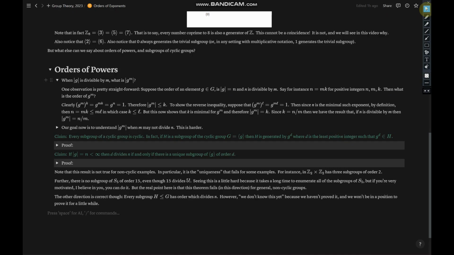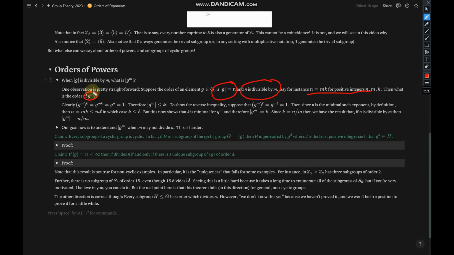As a further warm-up for the main theorem of this video, let's consider what the order of an element is. So we will write the order of little g as n, and we're considering the situation where n is divisible by some positive integer m. Now, by definition of divisibility, n equals mk for some positive integer k. And what we're warming up to is understanding the order of g to the m.